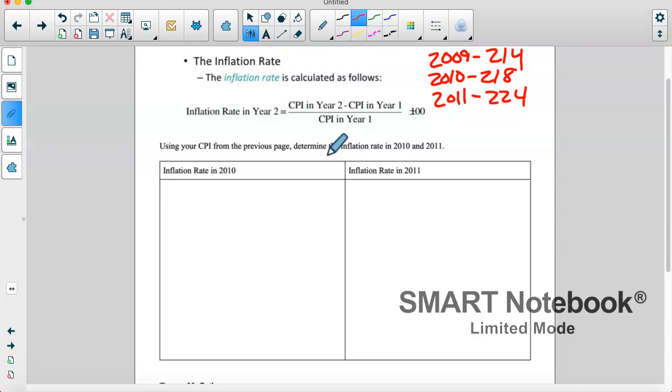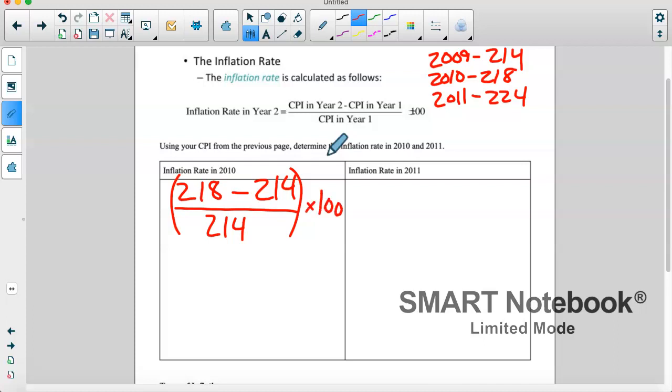The new CPI is the year we are studying, so that is 2010. So we're going to take its CPI, which is 218, minus the old CPI, the CPI of the year before, which is 214, and divide it by the old CPI, which is 214, and all of this times 100. Okay, so 218 minus 214 is 4, so you take 4 divided by 214, multiply it by 100, and you should get an inflation rate of 1.87. Okay, and that is a percentage.